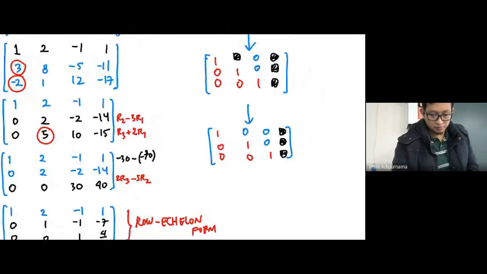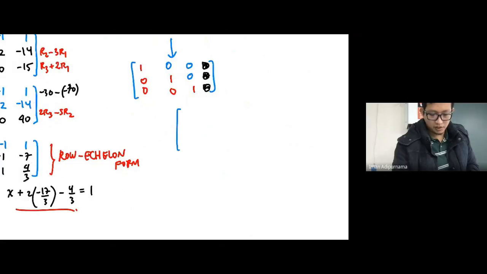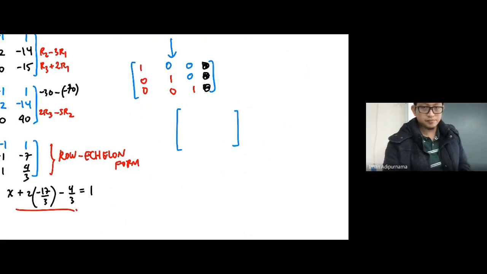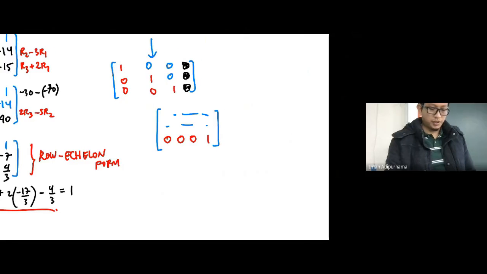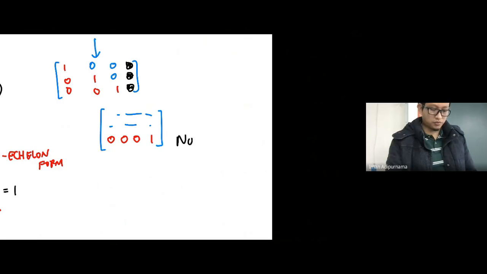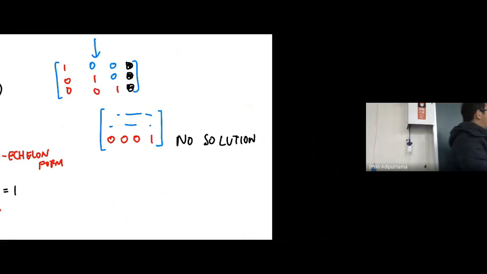Still, let me go back here. I will remind you that if you find there's a number here, and you find this is 0 0 0 1, this means there are no solutions. So maybe you are finding the row echelon form and you get 0 0 0 and 1. You need to get 1 here, right? So if this happens, this means no solutions.